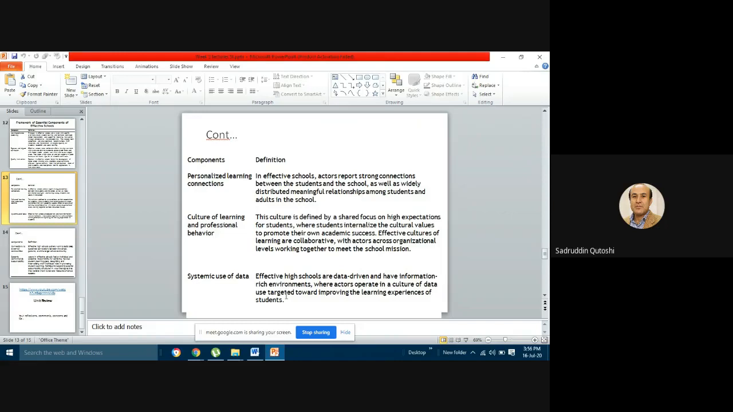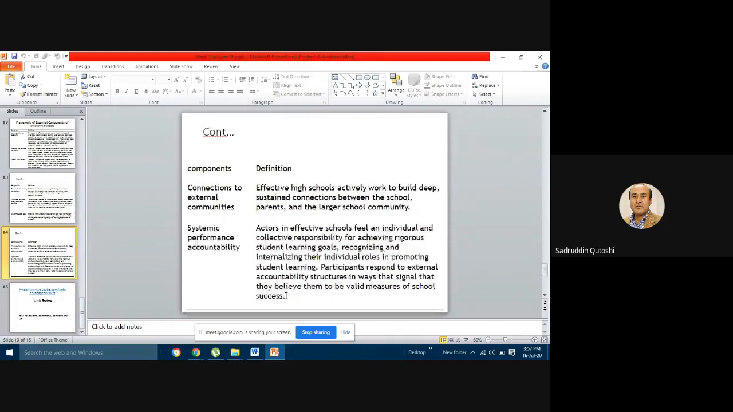So you need to reflect on your own situation, and based on that, you will think about what kind of programs you need in your school so that those programs will help you to create these missing elements in your school. Again, one component is connections to external communities. That is yet another important component of the effective school systems.